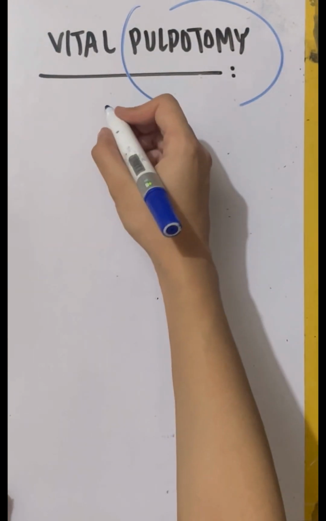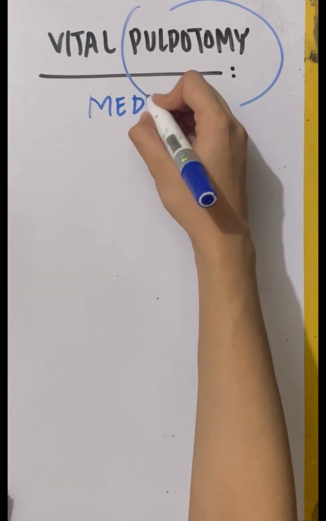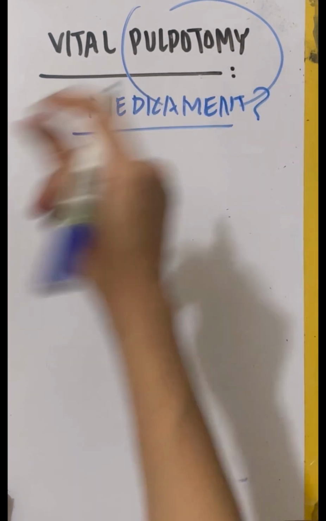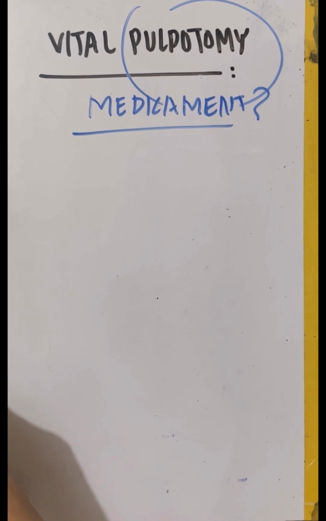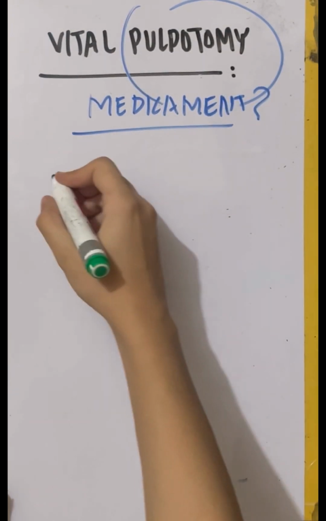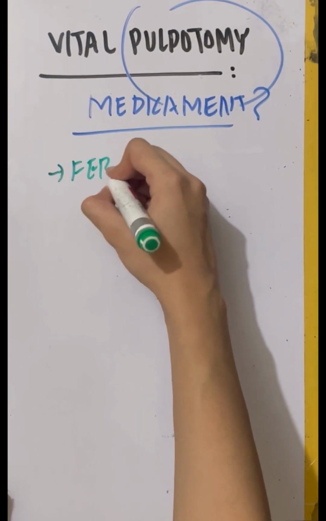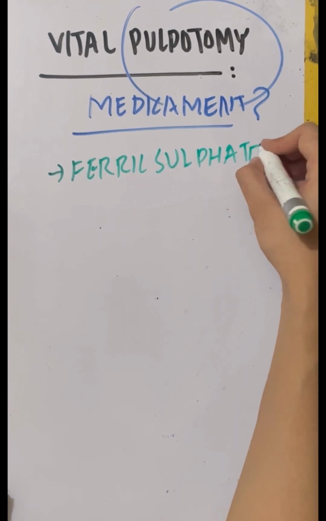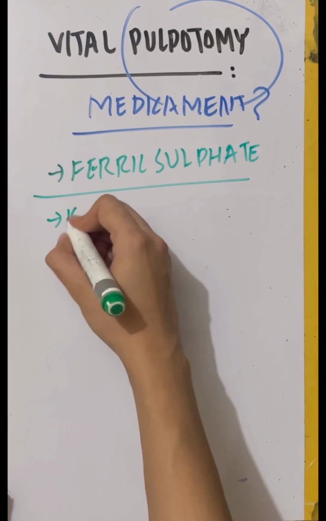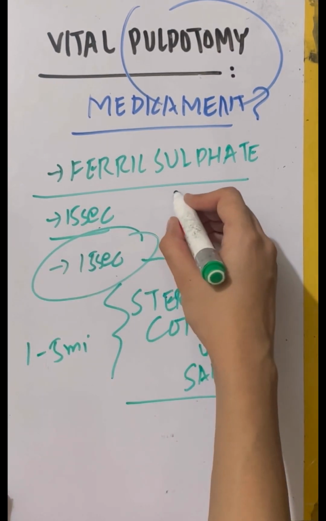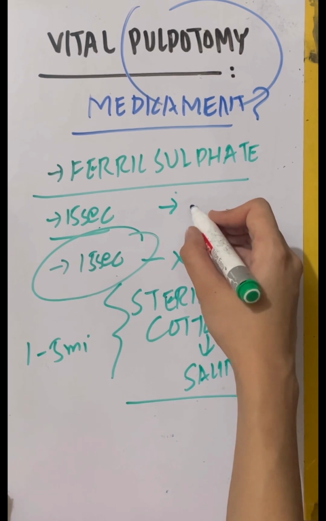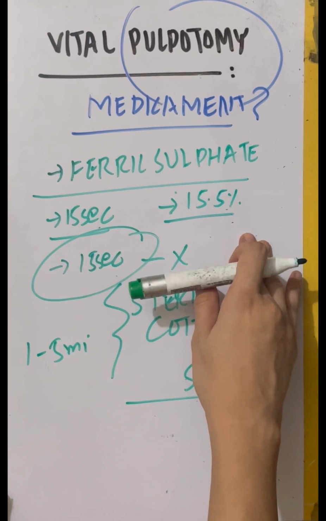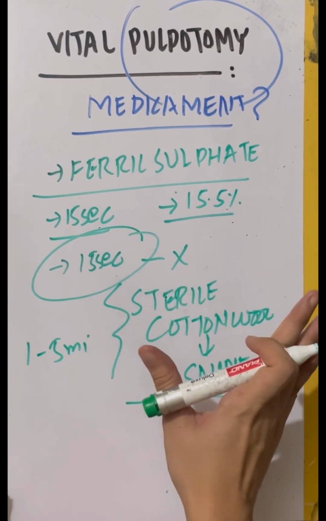So we said that we use a medicament to stop the bleeding. Then which type of medicament should we use? We will be using ferric sulfate. It is the gold standard. Apply it for 15 seconds. How much concentration of ferric sulfate should we use? 15.5%, and it is an excellent hemostatic agent.